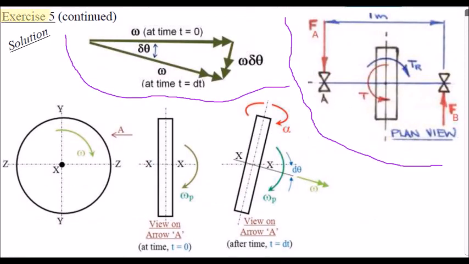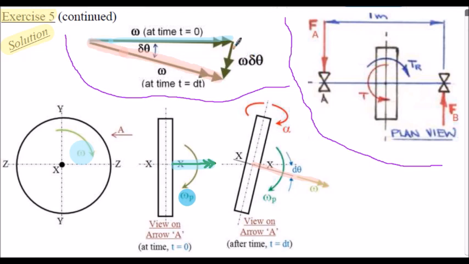Exercise 5, solution continued. So here's the velocity vector diagram showing the initial angular velocity, at time t equals 0. This angular velocity shown here on this view, the angular velocity shown here on this view, and due to the precessional velocity, omega p, the angular velocity rotates through angle delta theta to this orientation, which would be this velocity vector on our diagram.